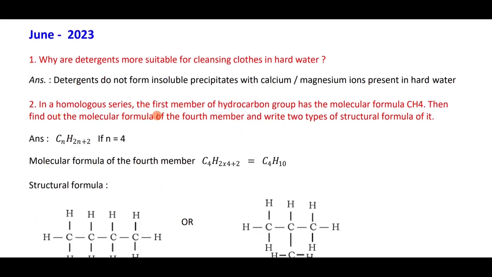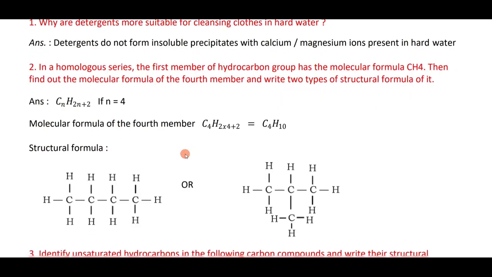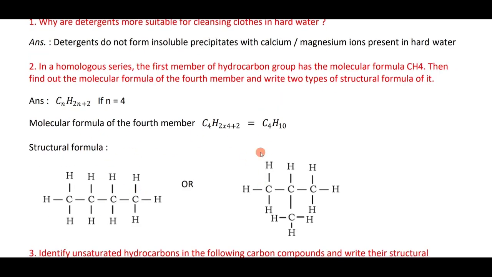In a homologous series, the first member of hydrocarbon group has a molecular formula CH4. Then find out the molecular formula of the fourth member and two types of structural formula of it. CnH2n plus 2 is the general formula of alkanes. If n equals 4, we get butane. Two structures of butane are normal butane and isobutane.